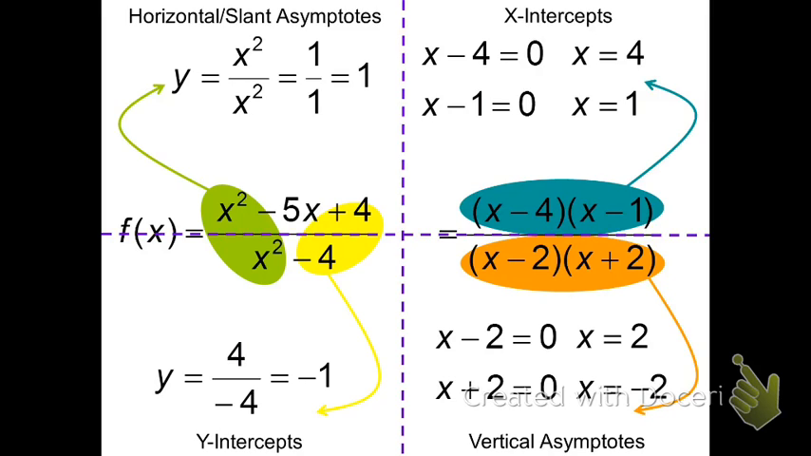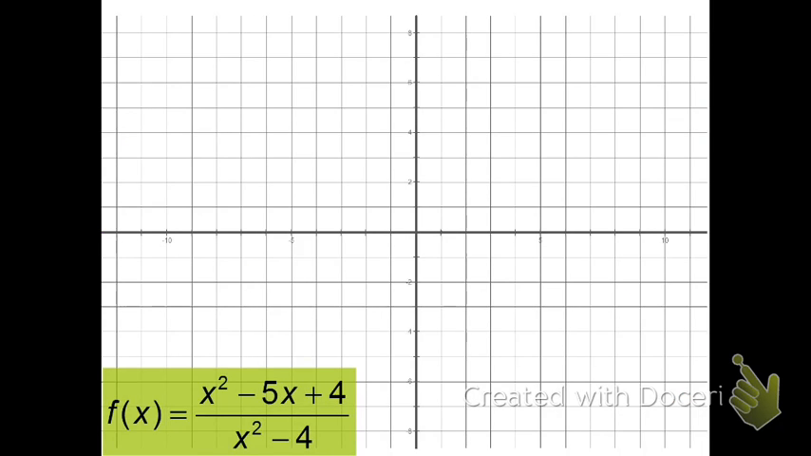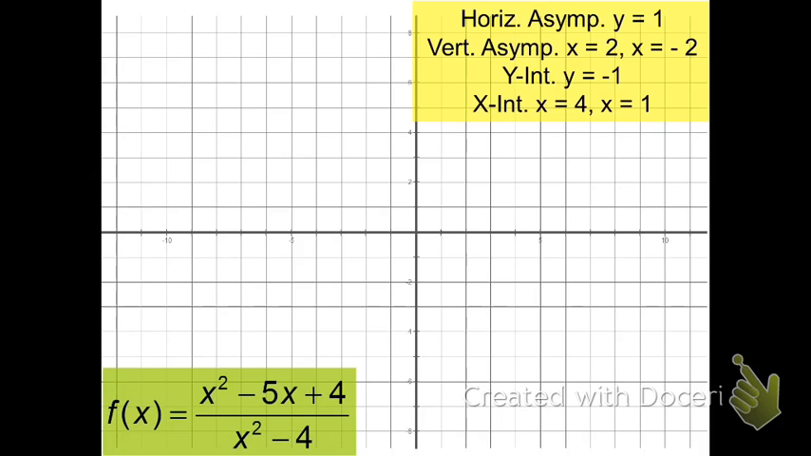So now what I'm going to do is take all these pieces and use these to help me draw the picture of this rational function. On my graph paper, I've got my equation down here so I can remember what it is, and I've written out all the different things that I found to help me remember as I'm plotting these. So I'm going to start with my horizontal asymptote at y equals 1. Remember, when we're drawing asymptotes, we're going to draw a dotted line. My vertical asymptotes were at 2 and negative 2.